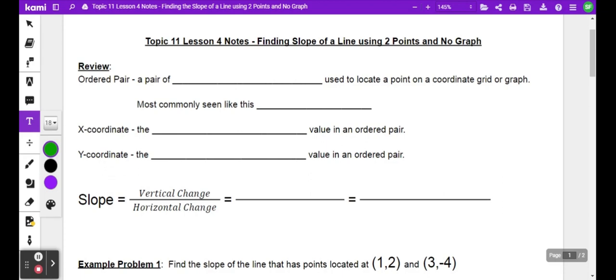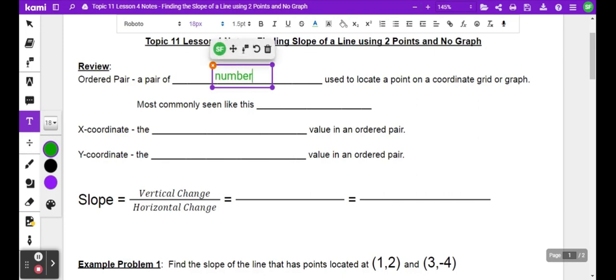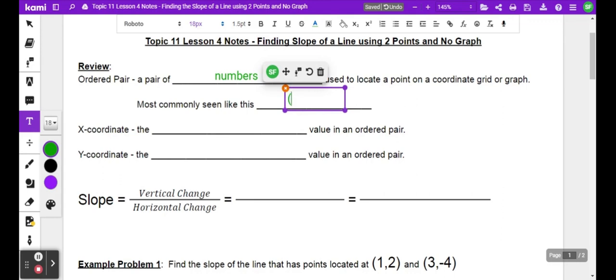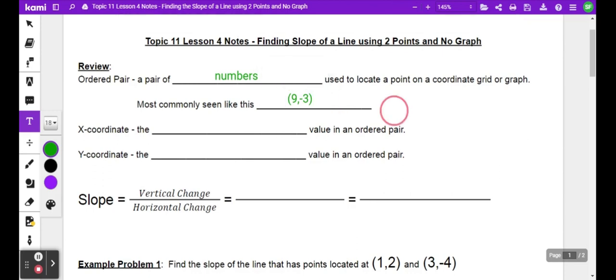An ordered pair is a pair of numbers used to locate a point on a coordinate grid or a graph. You should have learned in Topic 9 that most times you see them in parentheses separated by a comma. So they're going to look something similar to this: (9, -3).